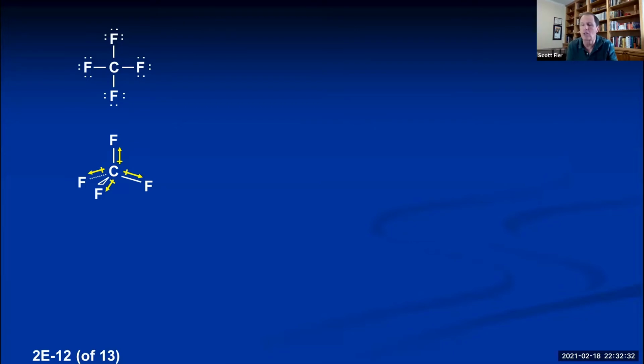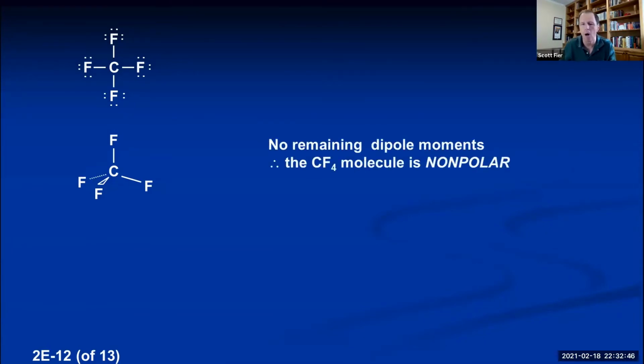So this actually is 4 dipole moments arranged in a tetrahedron. So therefore this is a symmetrical arrangement of dipole moments. So you erase them all. And when you're done, there's none left over. So with no remaining dipole moments, that means that this molecule must be nonpolar. Okay. So this is how you predict polarity with dipole moments.